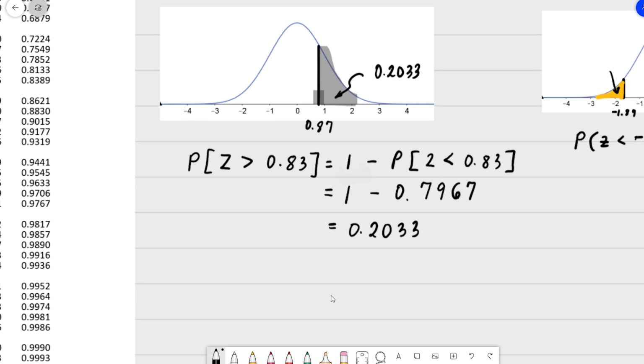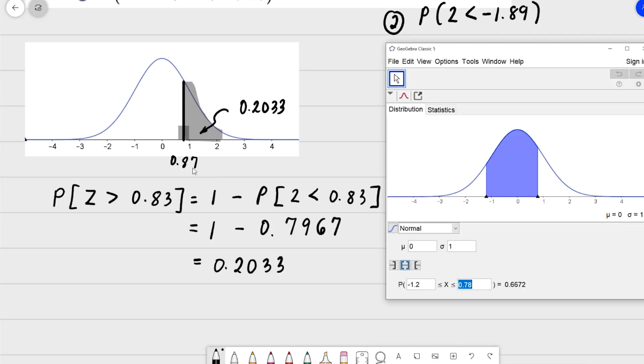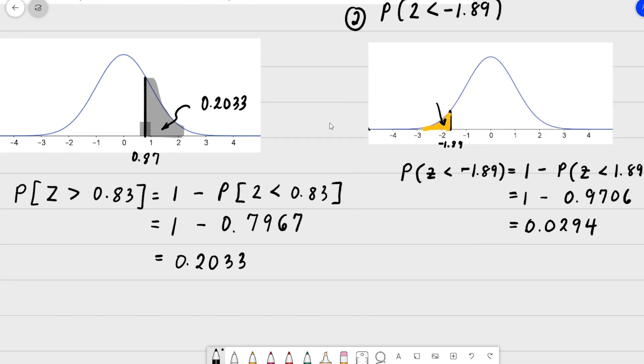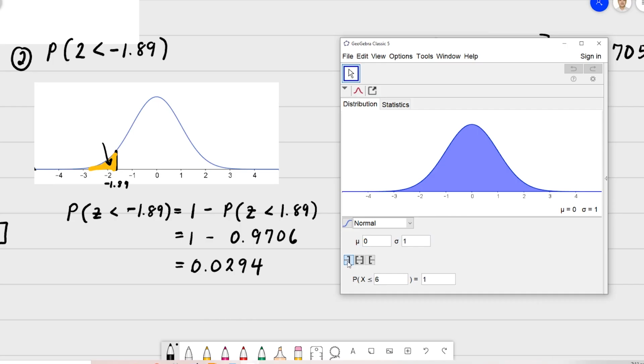For example, we want yung number 1. Let's see nga kung parehas ang ibibigay ni GeoGebra. So we want the area to be greater than, so we will click this, greater than 0.83. The answer is 0.2033. Yeah, tama tayo. Let's have number 2. We want the area to be less than, so instead of this one, we're going to click this one. Less than negative 1.89. The answer is 0.0294. Yes, tama ulit tayo.